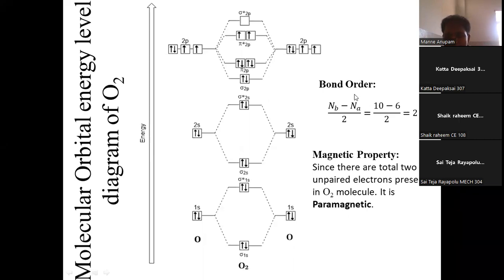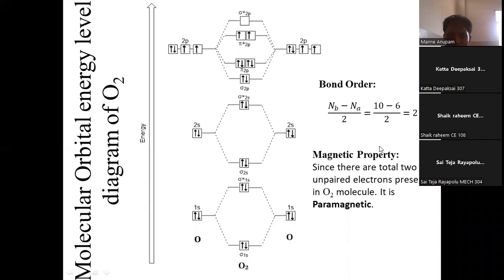What is meant by this bond order being equal to 2? Bond order equal to 2 indicates that the number of bonds between two oxygen atoms is 2. Oxygen is a diatomic molecule with two bonds, bond order 2, meaning two bonds are there between the two oxygen atoms.